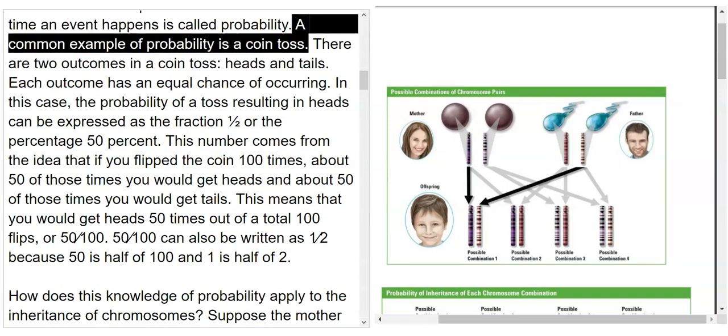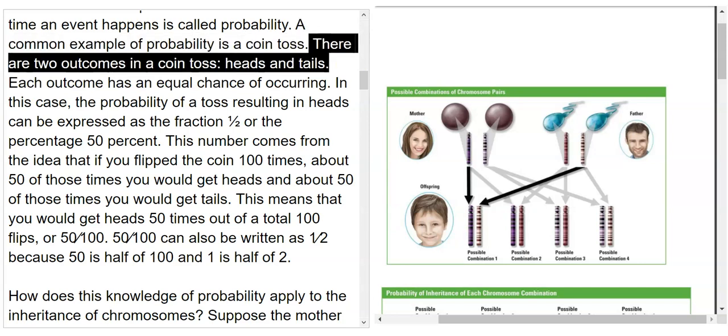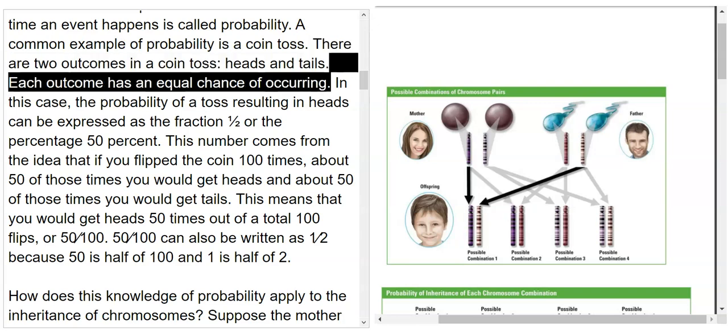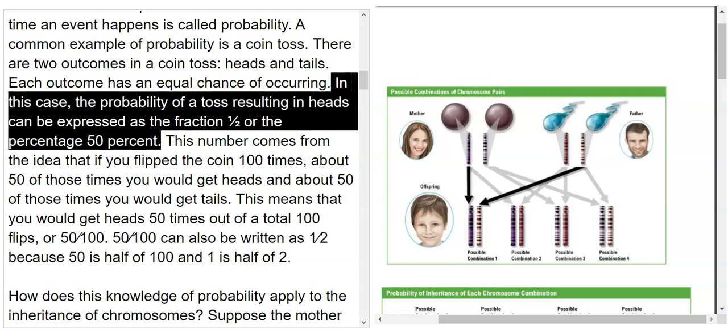The chance that a specific outcome will occur each time an event happens is called a probability. A common example of probability is a coin toss. There are 2 outcomes in a coin toss, heads and tails. Each outcome has an equal chance of occurring. In this case, the probability of a toss resulting in heads can be expressed as the fraction 1 over 2, or 1/2, or the percentage 50%.